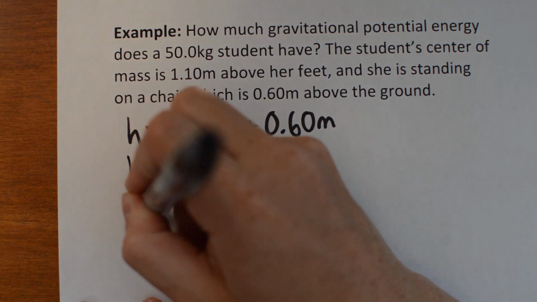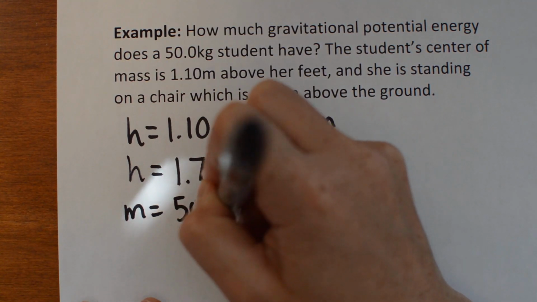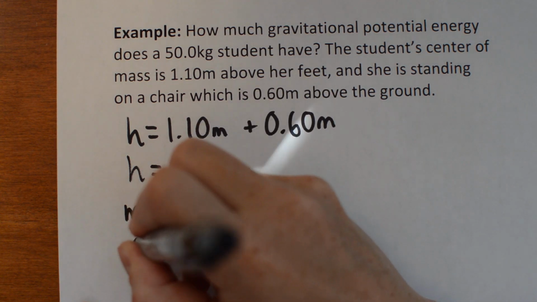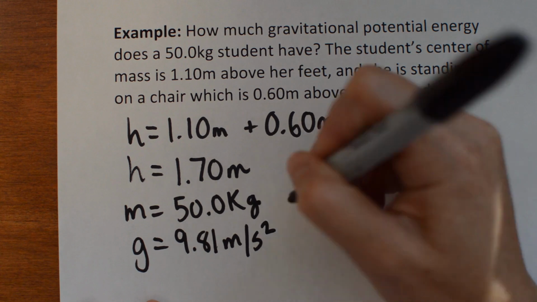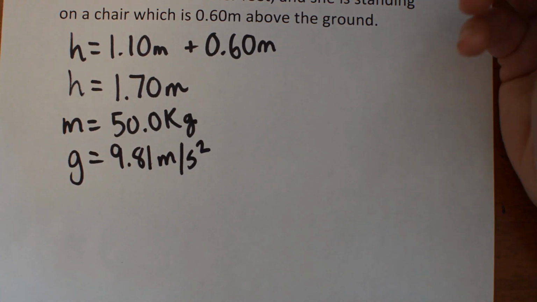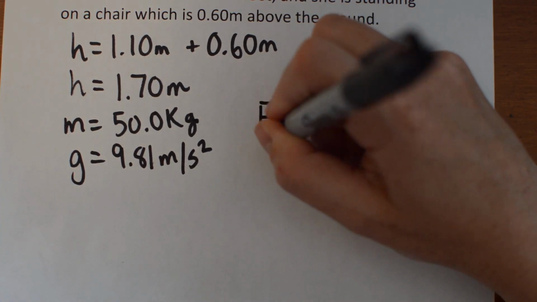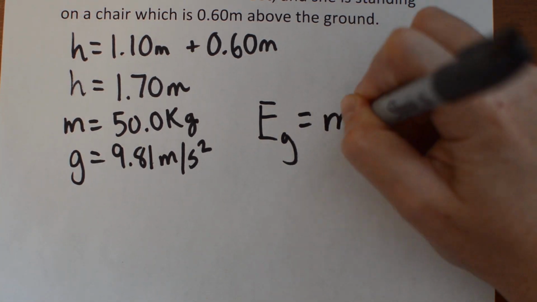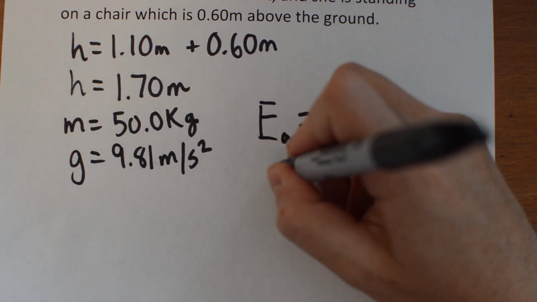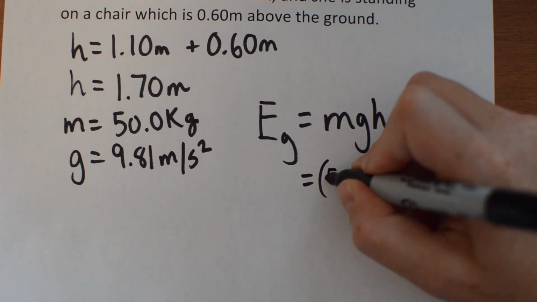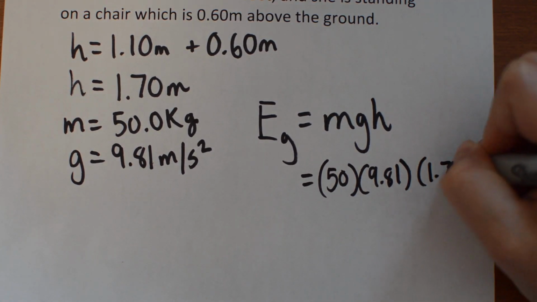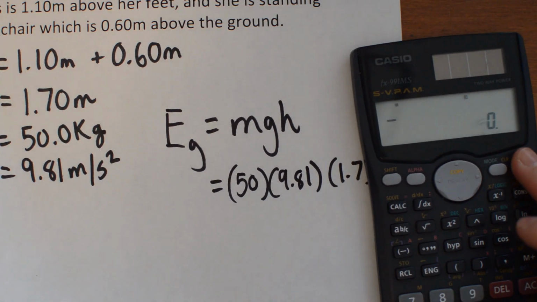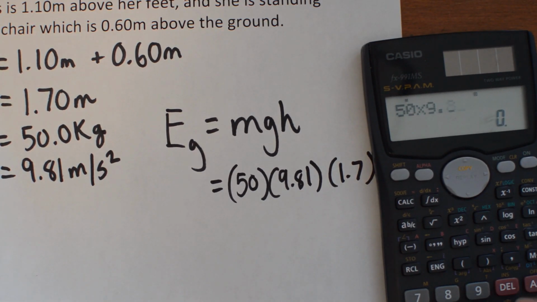I know her mass is 50.0 kilograms, and I know the constant g is 9.8 or 9.81 meters per second squared. I'll use the 9.81 just to be a little more precise. Her gravitational potential energy then is mgh. We know all of those things and it's already nicely rearranged. So I can just put in my numbers, 50, 9.81, 1.7. Toss that into your calculator, 50 times 9.81 times 1.7.